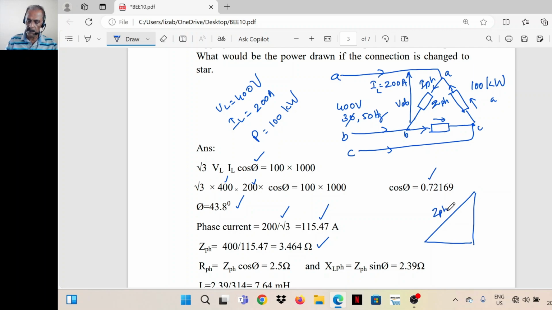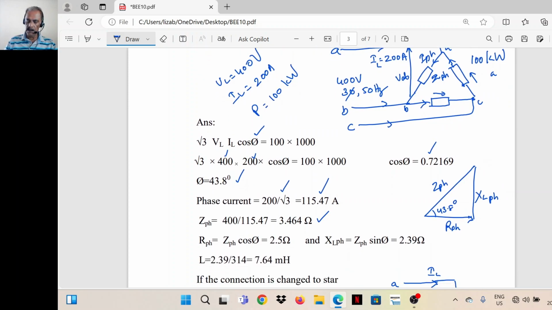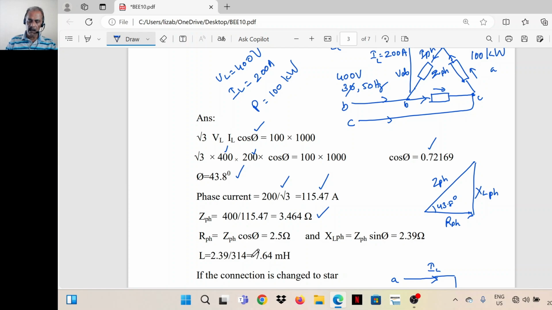This is Z phase. So R phase means the resistance of one phase. This is XL phase. This angle is the power factor angle, that is 43.8 degree. So what is the value of R phase? Z phase into cos phi, or cos 43.8. What is the value of XL phase? Z phase into sin 43.8. So we can find the resistance and reactance of each phase.